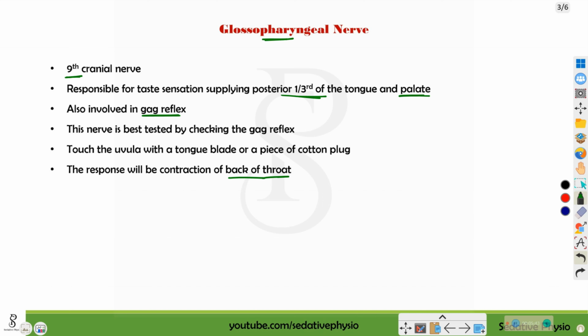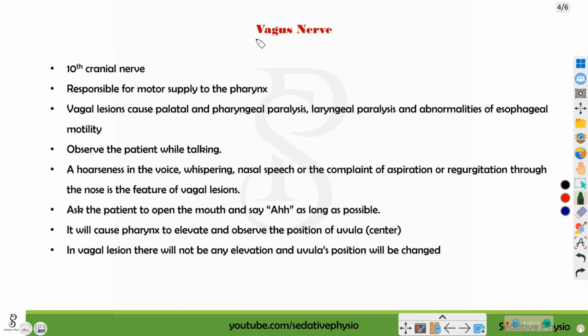But if the gag reflex is not present in the patient during the assessment of the glossopharyngeal nerve, then there is something to worry about, because if the gag reflex is absent, then there must be a lesion or damage to the glossopharyngeal nerve. After this, we have the vagus nerve. It is one of the very important cranial nerves, the 10th cranial nerve. It is basically responsible for the motor supply to the pharynx.